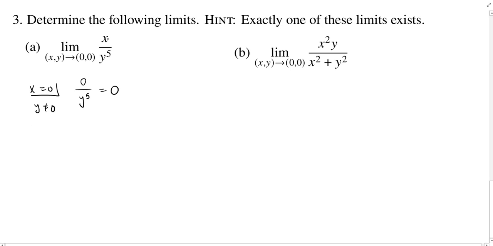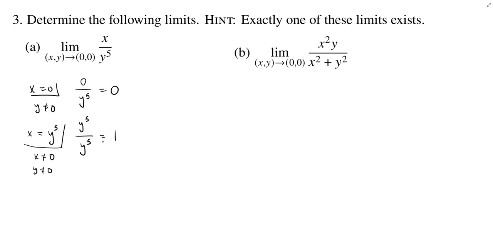But what if we try a different line? In fact, this won't even be a line, but actually a curve. What if we try along the curve x equals y to the fifth? Again, here we're going to assume that x is not 0, so that y won't be 0. Then along that curve, x becomes y to the fifth. The bottom is still y to the fifth, and because x is not 0, of course we also know y is not 0, so I can cancel. This is always equal to 1. So along this curve, the value of the function is always 1 as you approach (0, 0).